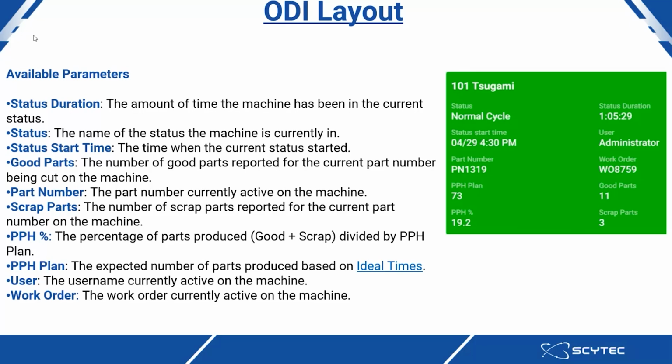produced, your parts per hour percentage, which is the percentage of parts produced, good plus scrap, divided by your parts per hour plan, the amount of parts per hour you are trying to get based off of your uploaded ideal times document, the current logged in user to the machine or the ODI tablet as well, and your work orders that are currently active on the machine. And these are the parameters that you can have displayed on your ODI tablet.